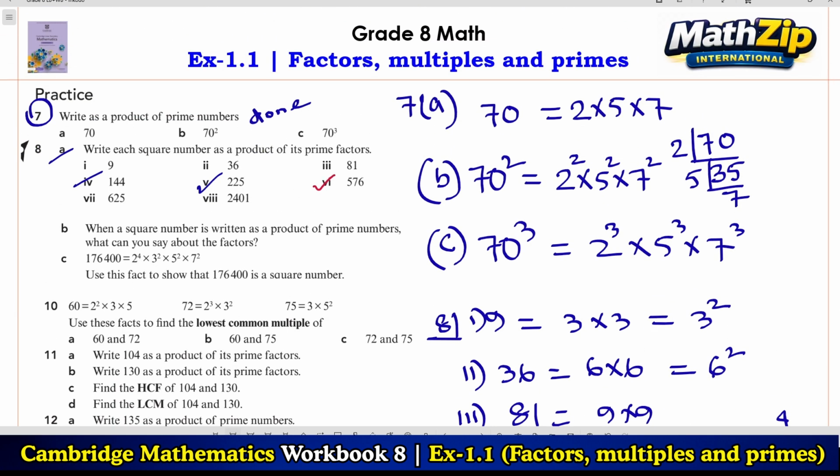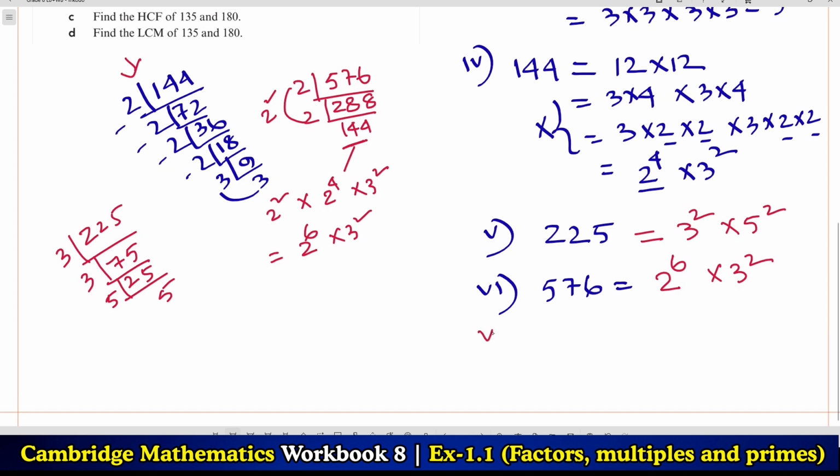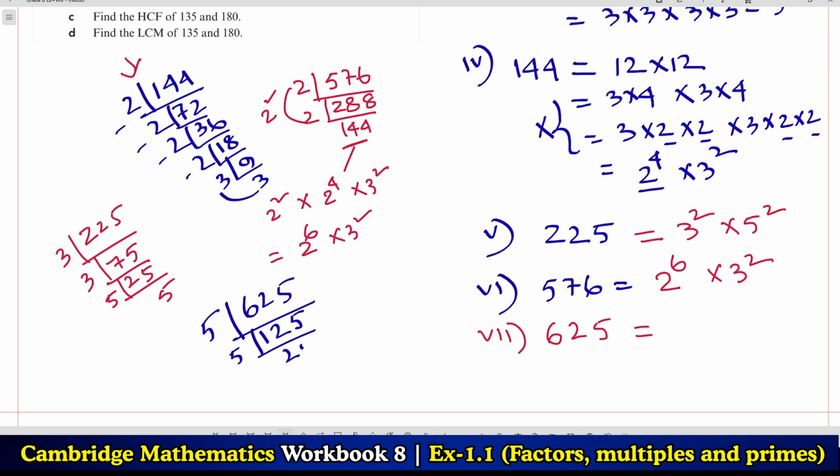Now 625. How can we write this one? This one we cannot divide by 3, so we can divide it by 5. Here it will become 125. Then we can divide it by 5, we will get 25. We can divide it by 5, here is again 5. So the result will be 5 to the power 4.